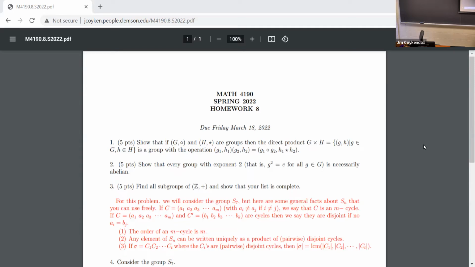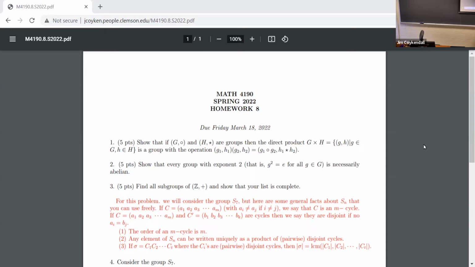Number two, this problem's a classic and it's fun. Show that every group with exponent 2 is abelian. An element has order 2 when you combine it with itself, g squared, and get the identity. To be exponent 2, every element in the group has that order. So you've got this big group where every element, when you square it, is the identity. Don't make the mistake of assuming this must be a small group. These groups can be arbitrarily large, even infinite. You can have infinitely many elements in the group, all of order 2.